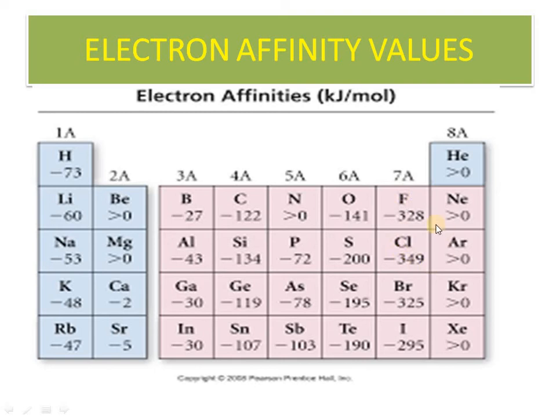Now you can see from here also, this one is minus 47, and here are fluorine and chlorine. If you see, chlorine is minus 349. So why is the minus sign attached? Because minus means the energy is released. When you are calculating, you need not bother about the minus. You can see the magnitude. So the magnitude is maximum for chlorine.